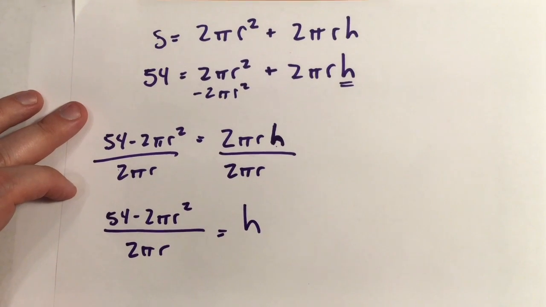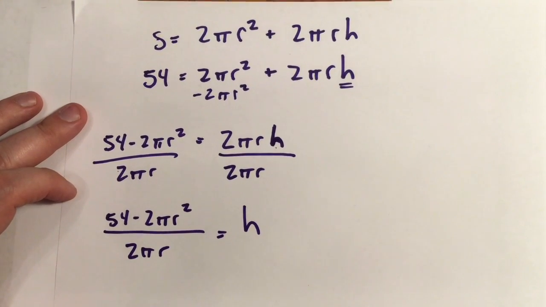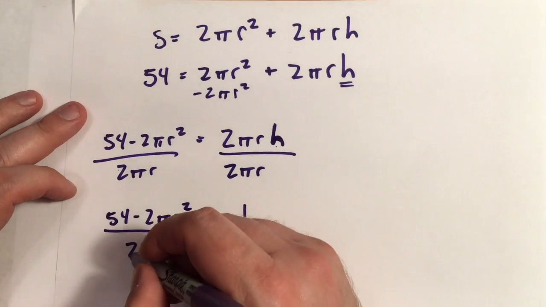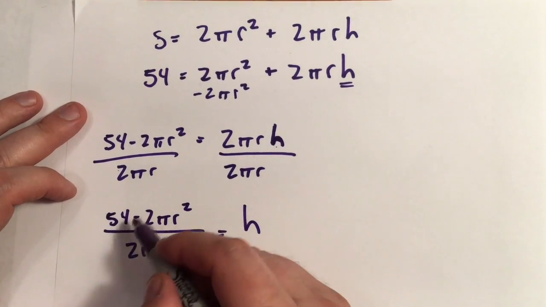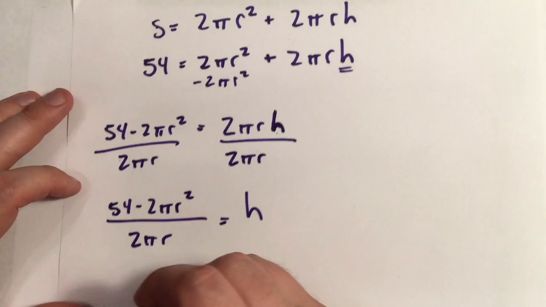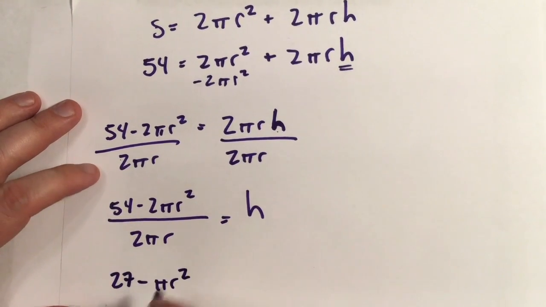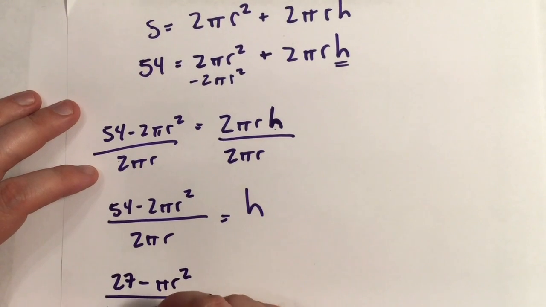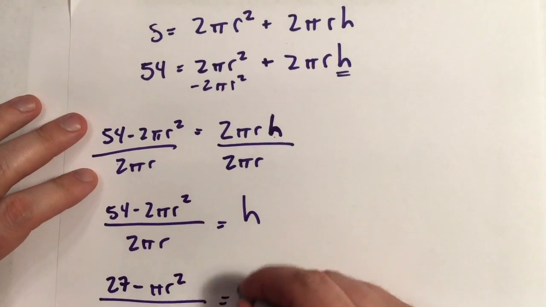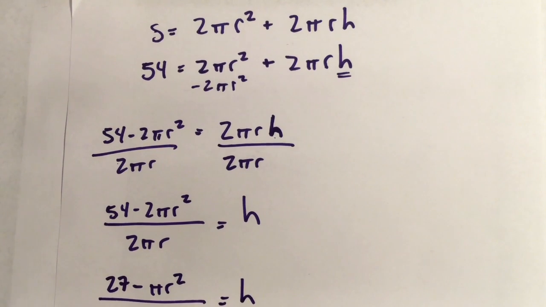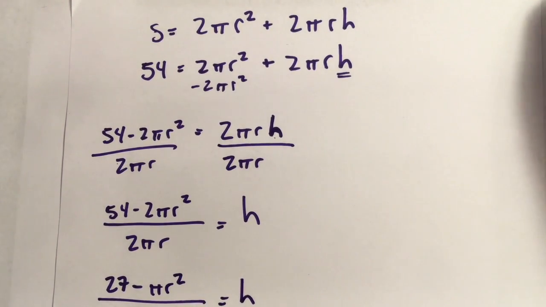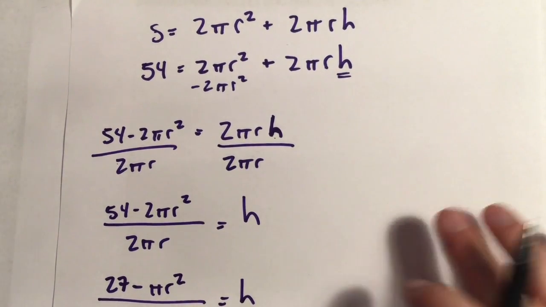Well, I don't see it as one of our answer choices. And the reason is I can simplify it. I can divide all these by this 2. So that would leave me 27 minus pi r squared over pi times radius. That is all equal to h. And that is C. Once again, not so bad. All right, 28.